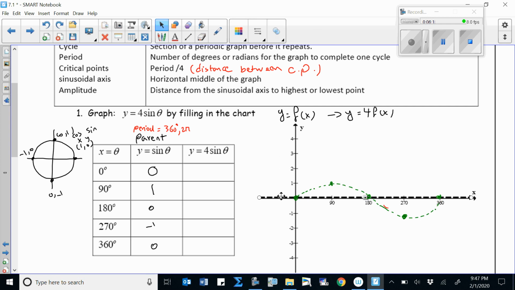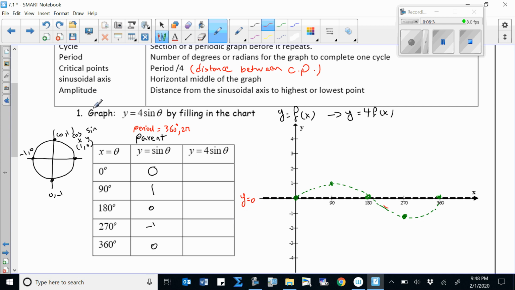So this line that you see, the dotted line, is actually the sinusoidal axis of this function because it's passing horizontally through the middle of the graph. So for this parent function, the sinusoidal axis is at y equal to 0. This is the formula for the sinusoidal axis.